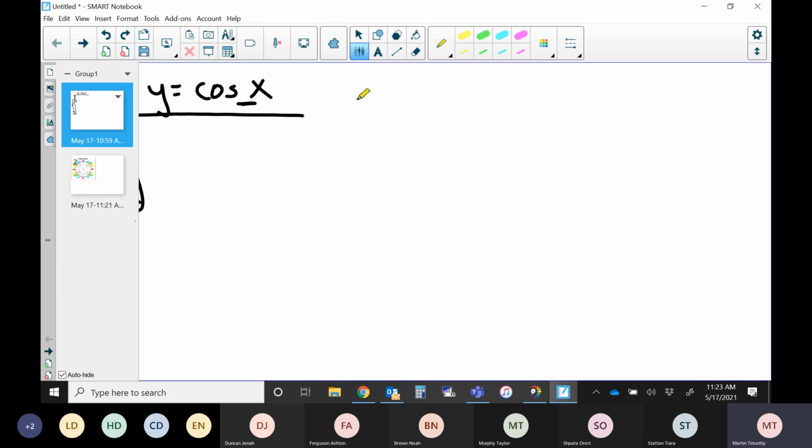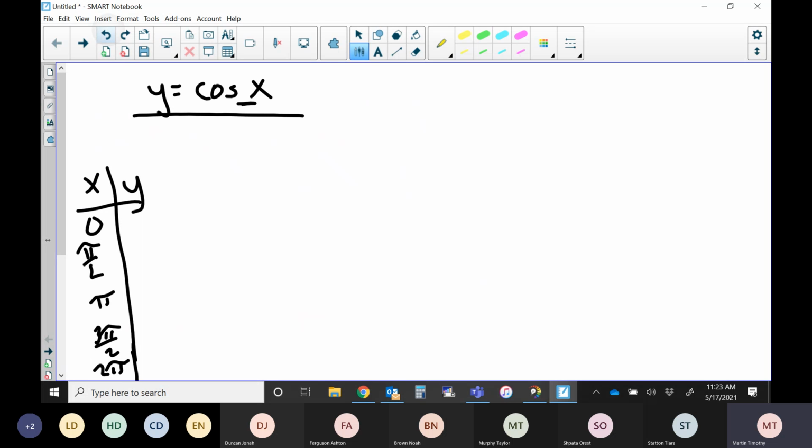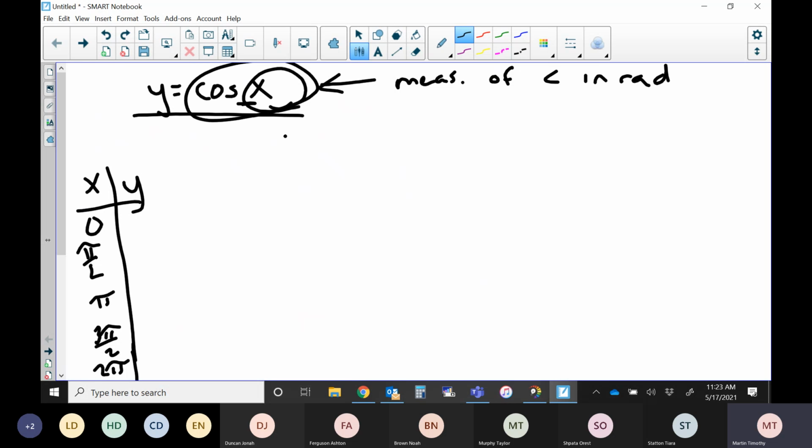Well, I know that cosine goes with the X coordinate. Cosine is, oh no. This right here, the X I'm going to put in, is the measure of angle in radians, and the cosine of X, that's the X of the coordinate.